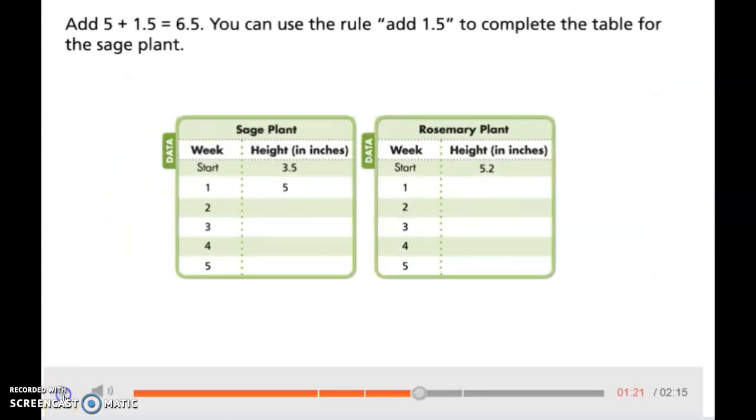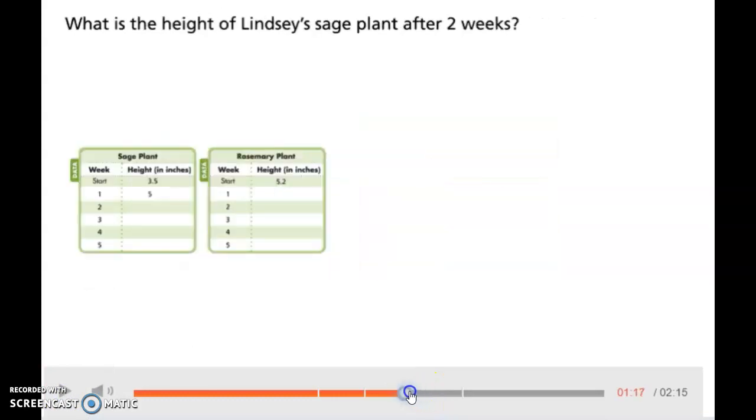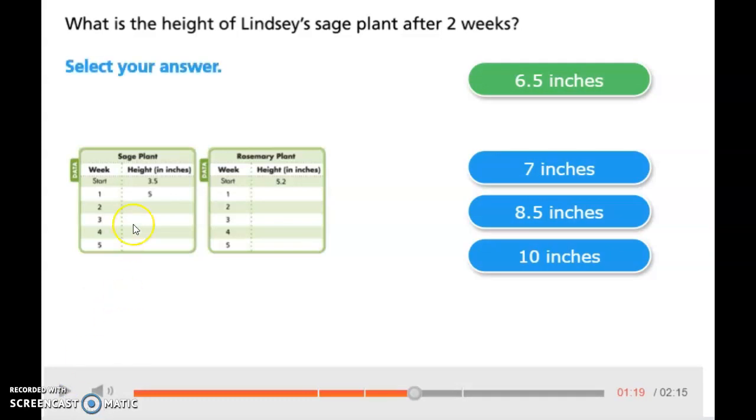All right, so we want to know how tall her plant was. So we want to know how tall her plant got after 2 weeks. What exactly are we going to do to get our answer of 6.5 inches? Well, every week it grows 1.5 inches, so we are going to continue to add 1.5 inches, 1.5 inches.